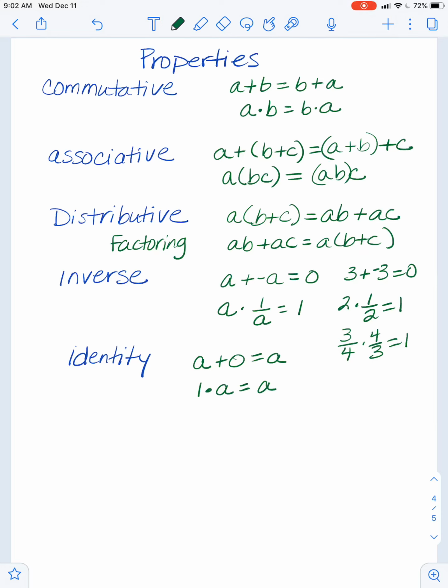Okay? So those are the main properties that you just kind of need to be familiar with. There's definitely a lot more, but that's the main ones.